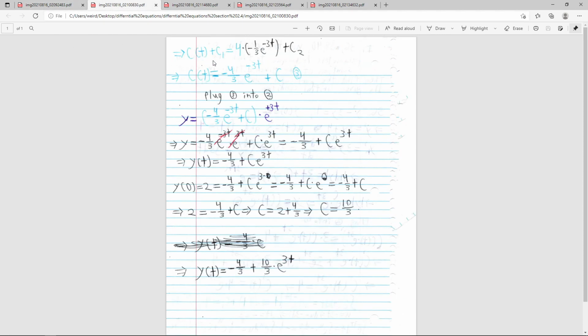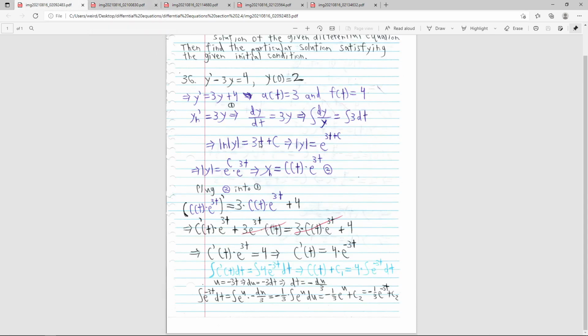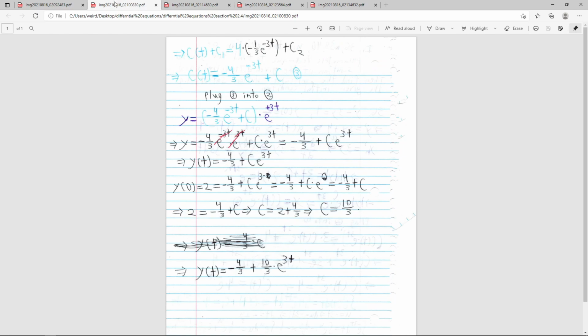And then we have c of t plus c1 equals 4 times negative 1/3 e to the negative 3t plus c2. We simplify down into equation 3 here. See, because we have 2 and 3, yh equals c of t times e to the 3t. So y equals negative 4/3 e to the negative 3t plus c times e to the positive 3t, I made sure to emphasize. Because that's how it works.